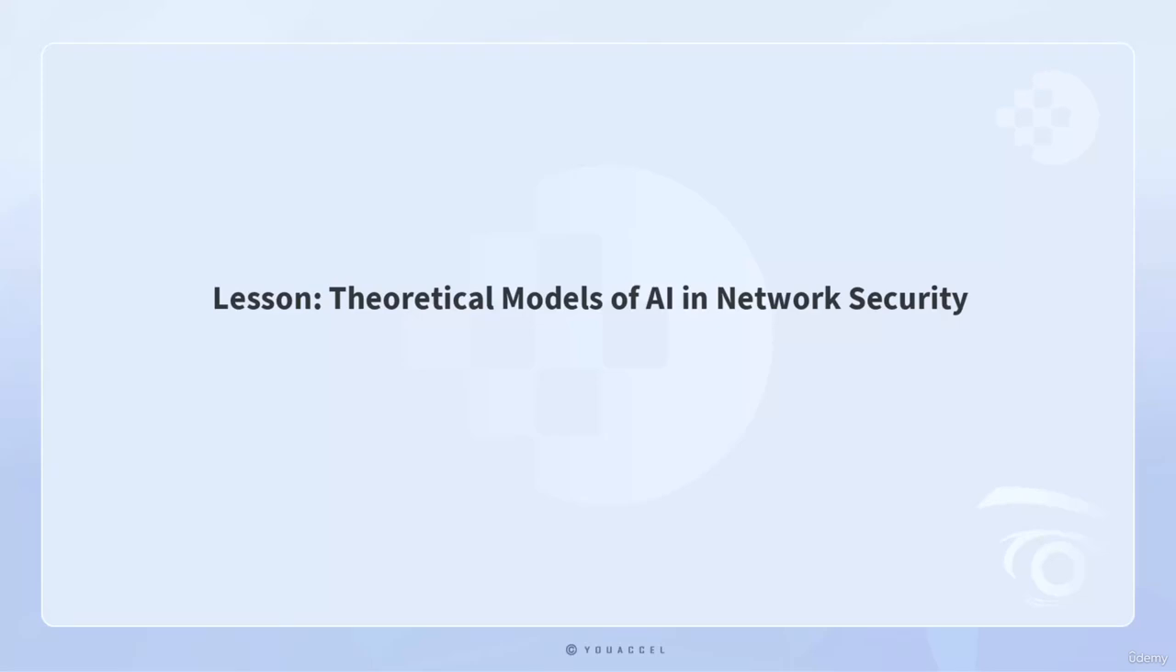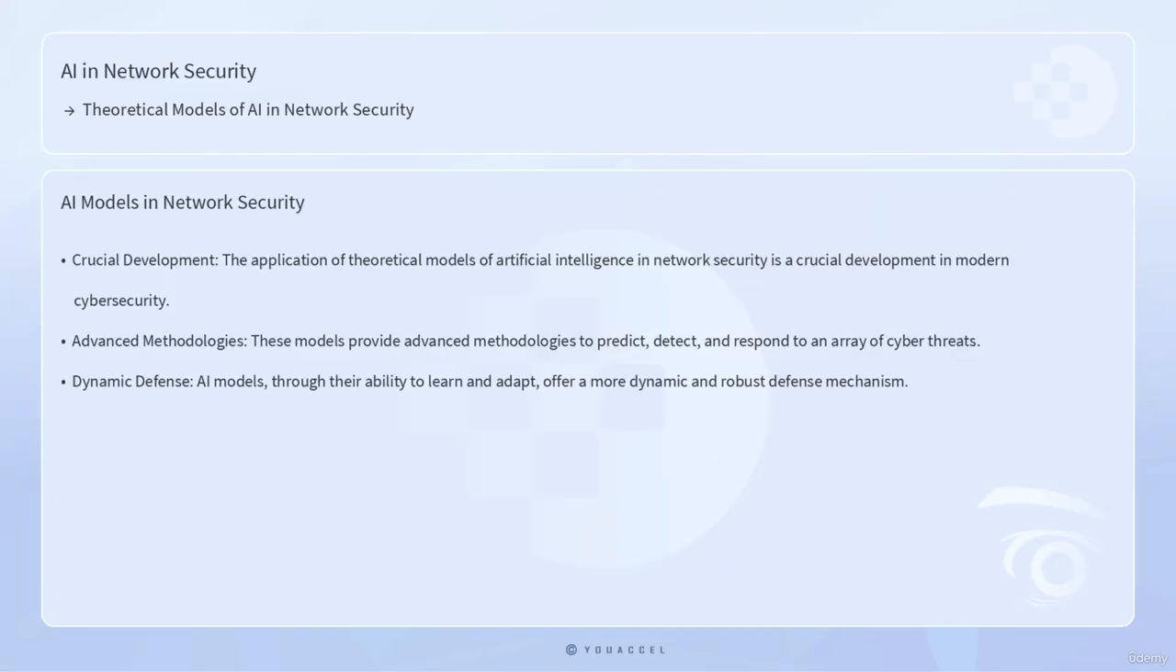Lesson: Theoretical Models of AI in Network Security. The application of theoretical models of artificial intelligence in network security is a crucial development in modern cybersecurity. These models provide advanced methodologies to predict, detect, and respond to an array of cyber threats. Traditional network security measures often fail to keep up with the sophistication of contemporary cyber attacks. AI models, through their ability to learn and adapt, offer a more dynamic and robust defense mechanism.